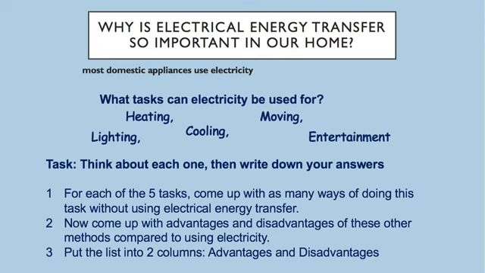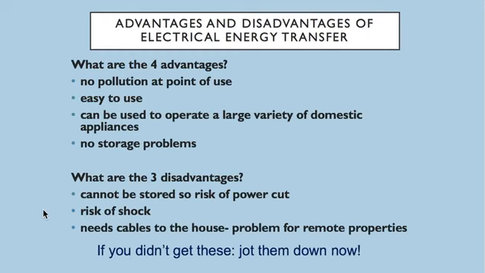So I'm going to move on and I'm going to tell you what I think are the main advantages and disadvantages of using electricity. So if you didn't get these advantages and disadvantages, you might want to jot these ones down. So the 4 main advantages are that there's no pollution at the point of use. So when I flick a switch, I don't get any smoke, I don't get any gases coming off, so there's no pollution when I actually flick a switch. It's really easy to use. I literally have to flick a switch. And it can be used to operate a large variety of domestic appliances, so lots of different types of things. It's very flexible. I can use electricity to power lots and lots of different types of things.